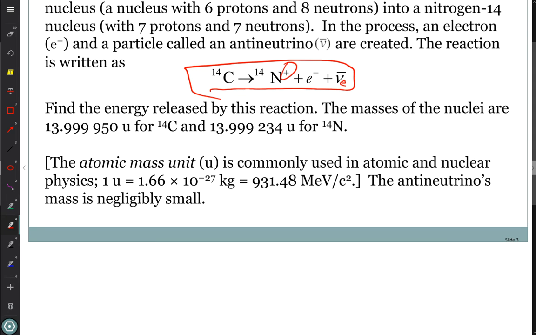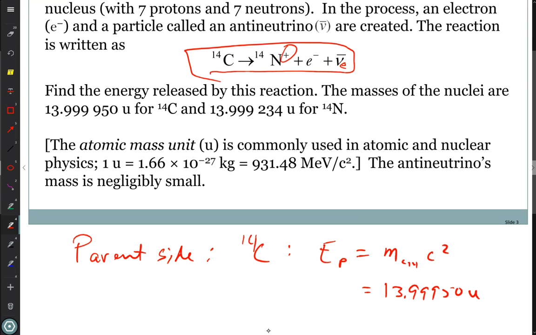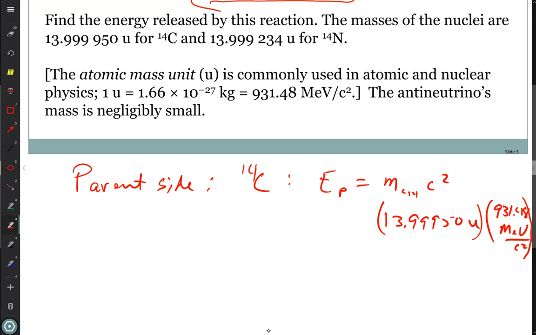So if I want to do my calculations here, my parent side has just a carbon-14, right? So the energy of the parent is going to be the mass of the carbon-14 times c squared. I gave the mass here in atomic mass units, so that's going to be 13.99950 atomic mass units multiplied by that conversion factor of 931.48 mega electron volts per c squared. That's the mass. And then what do I have to do to get energy? Energy is mass times c squared. So I put the c squared here, and you notice the c squareds are going to cancel.